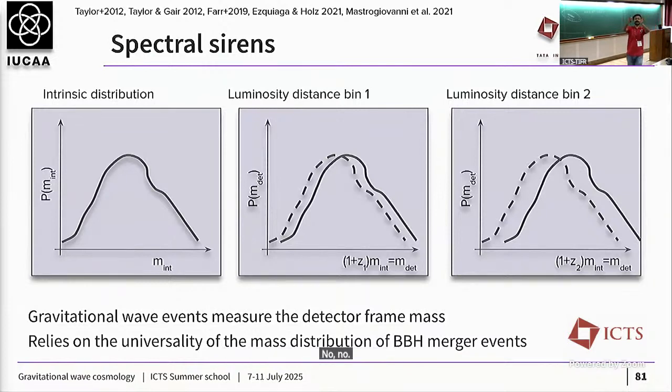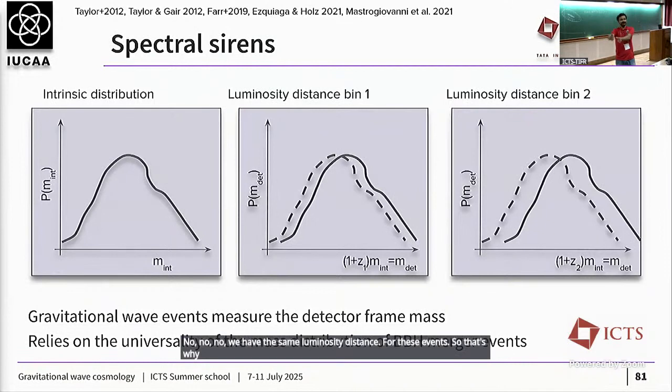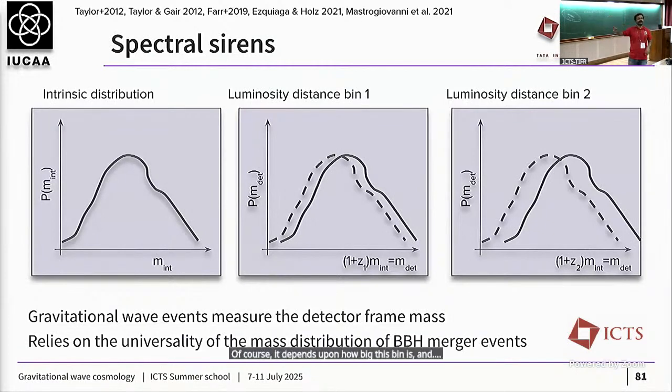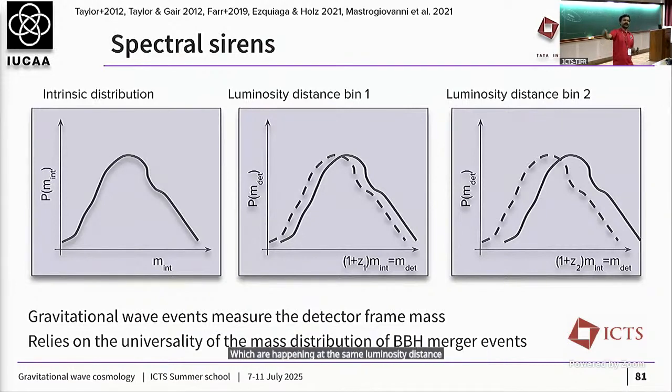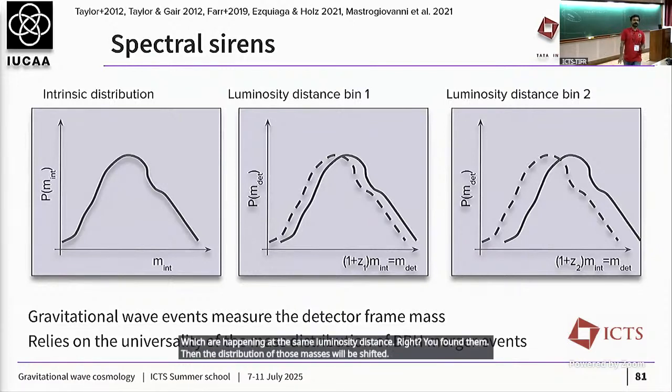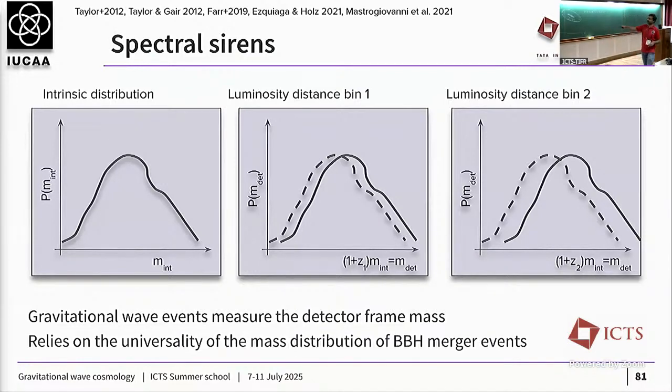No. We have the same luminosity distance for these events. So that's why they should roughly be at the same redshift. Of course, it depends upon how big this bin is. And so all the errors you have to deal with. I'm just telling you, in case you had gravitational wave events which are happening at the same luminosity distance, right? You found them, then the distribution of those masses will be shifted. Okay? So this gives you a handle on the redshifts of these events. And if you can find the redshifts of these events, then as I said, you can get the Hubble constant. Yeah.